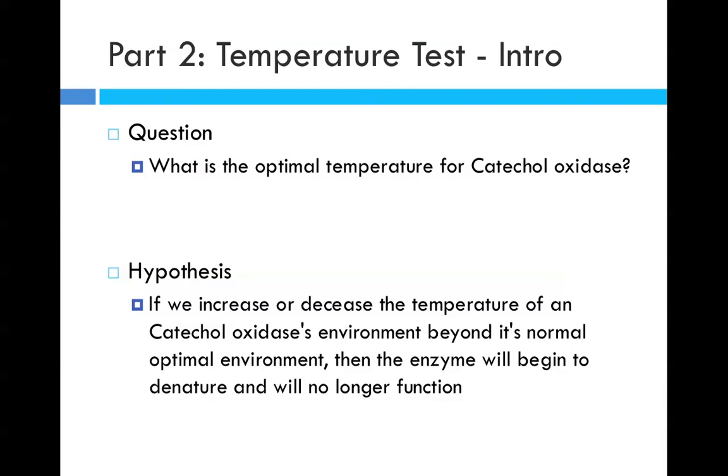Part 2, the temperature test. For this test, we were given a question. It is, what is the optimal temperature for catechol oxidase? And we are going to find this out by testing our hypothesis, and that is, if we increase and decrease the temperature of the environment of catechol oxidase, then the enzyme will denature and will no longer function. So that's what we're trying to find out.